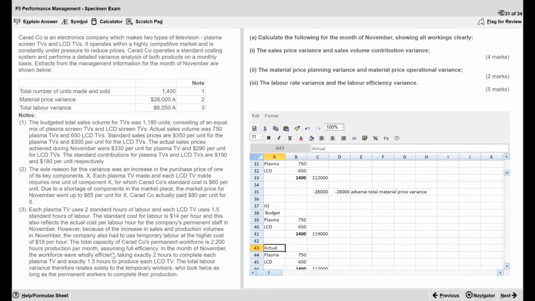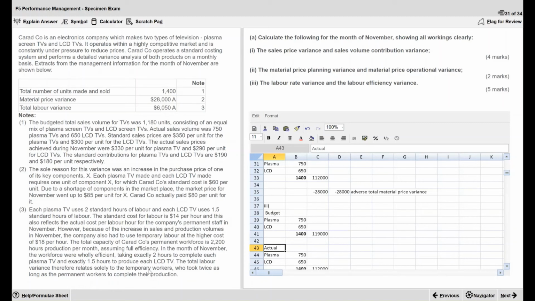The standard cost for labor is 14 per hour, and this also reflects the actual cost per labor hour for the company's permanent staff in November. However, because of the increase in sales and production volumes in November, the company also had to use temporary labor at the higher cost of 18 per hour. The total capacity of Caratco's permanent workforce is 2,200 hours production per month. Assuming full efficiency in November, the workforce were wholly efficient, taking exactly 2 hours to complete each plasma TV and exactly 1.5 hours to produce each LCD TV.